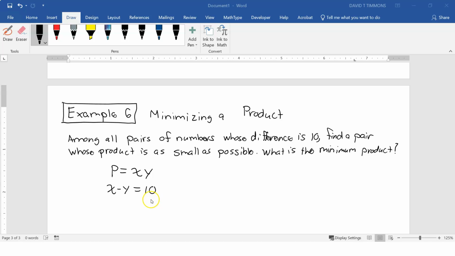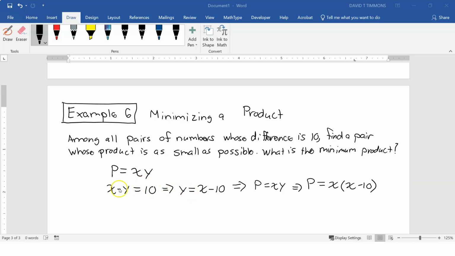Sometimes these problems are referred to as optimization problems. In optimization problems, there are usually two pieces we see. One is sometimes called the objective function, a quantity to be maximized or minimized. In this case, we want to minimize the product of these two numbers, x and y. The second piece is something called the constraint. It's a restriction on the value of the variables. In this case, our constraint is that the difference between these two numbers, x and y, has to be 10.